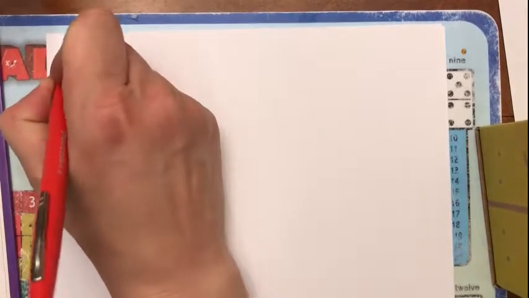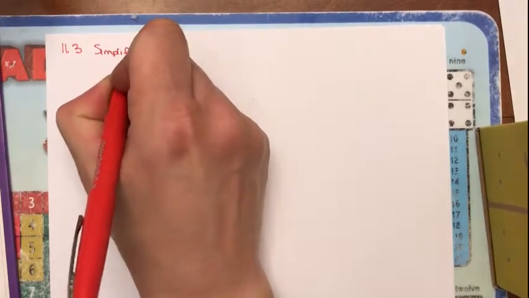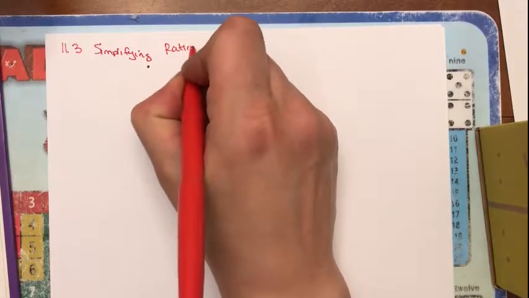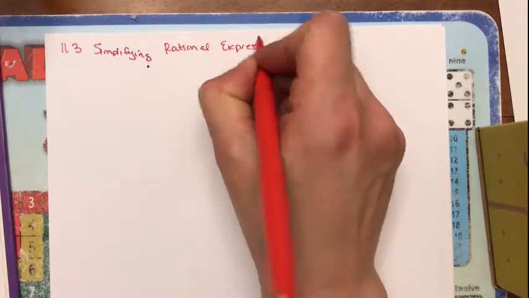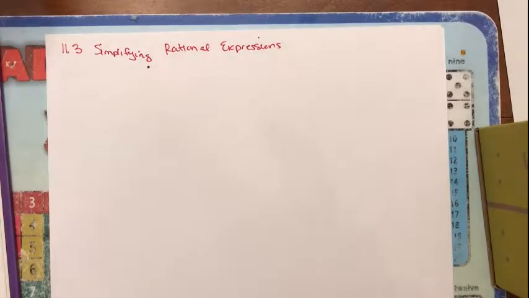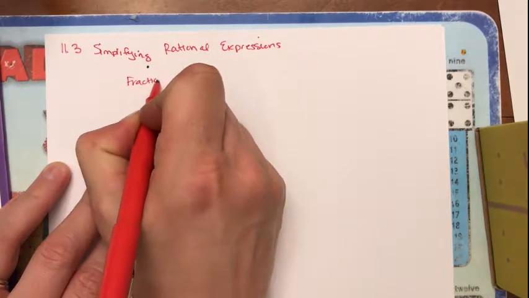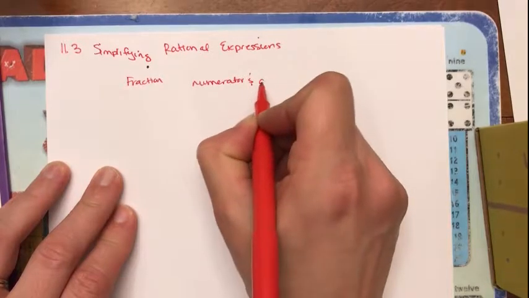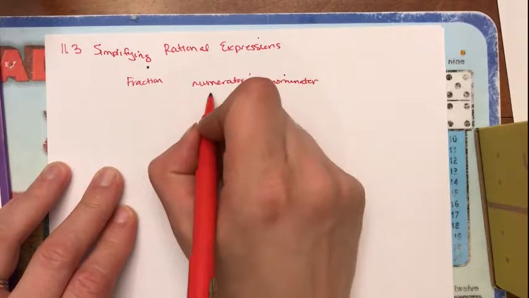Today we're doing 11.3, simplifying rational expressions. So you will remember that a rational expression is an expression that can be written as a fraction, and the numerator and denominator are both polynomials.